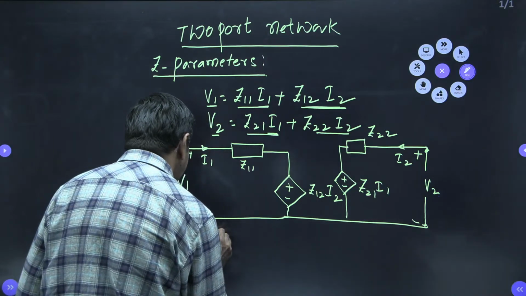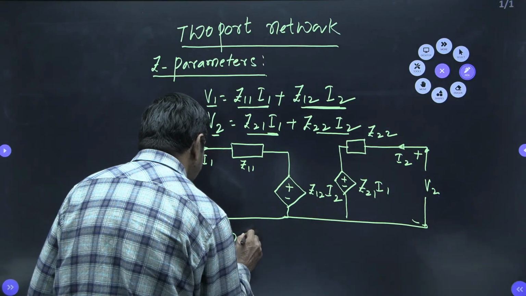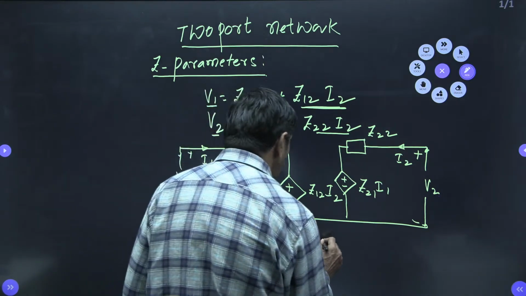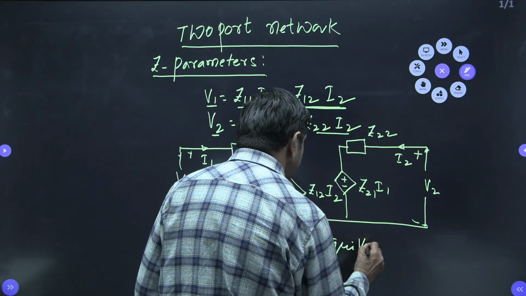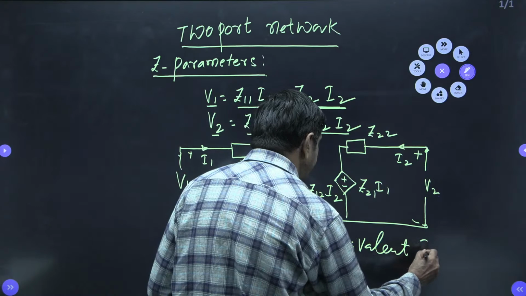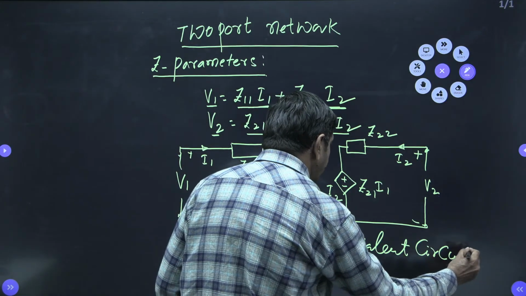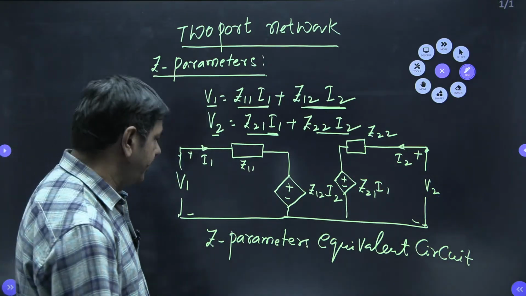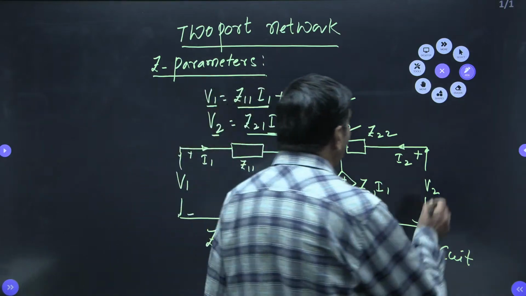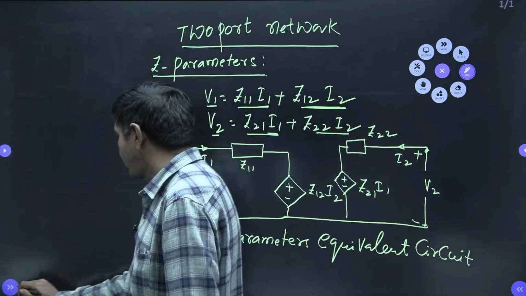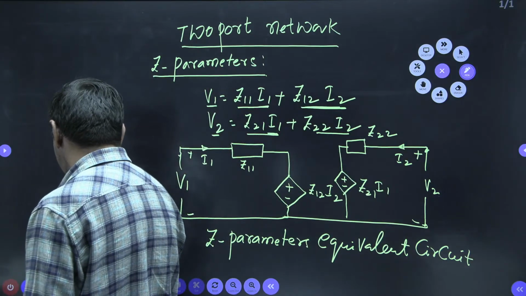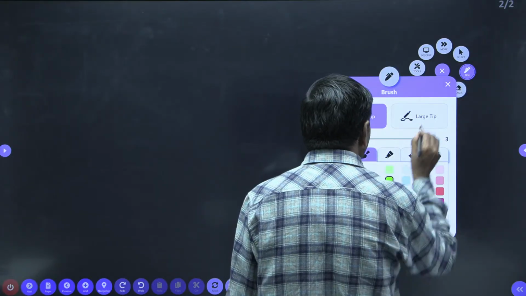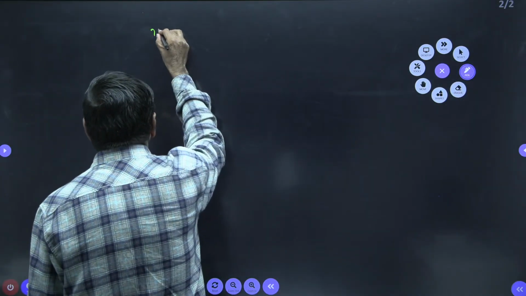This can be taken as the Z parameters equivalent circuit. In that way we can draw the Z parameter equivalent circuits. Understand now. And what about Y parameters? How can we take Y parameters? That can be taken like this now. Now we can start Y parameters.